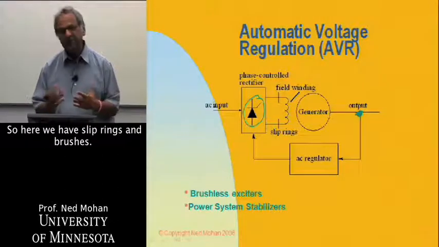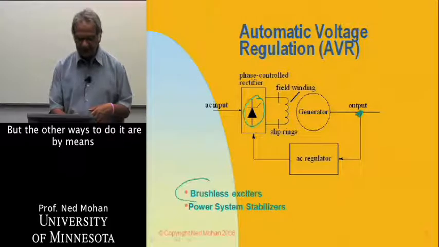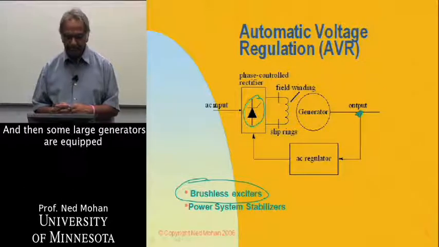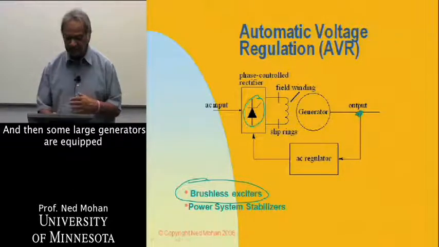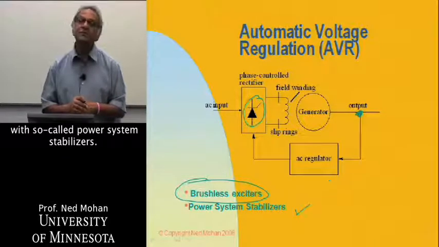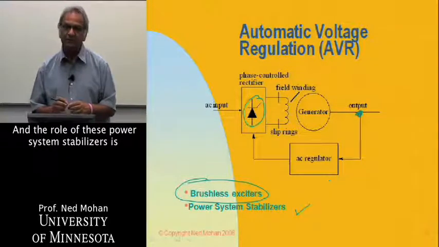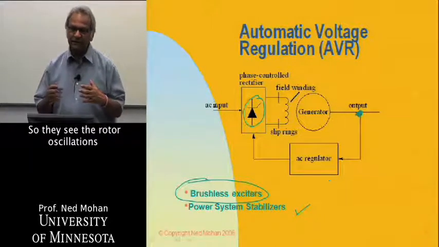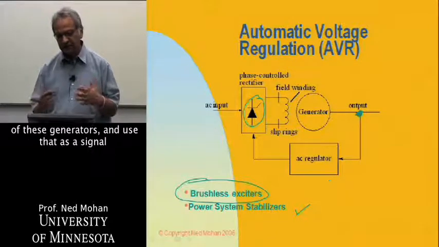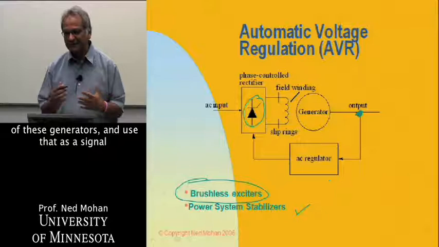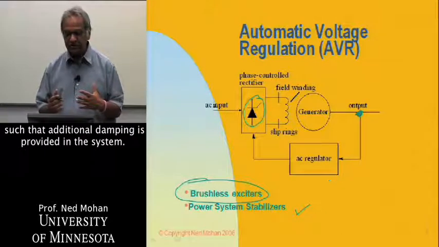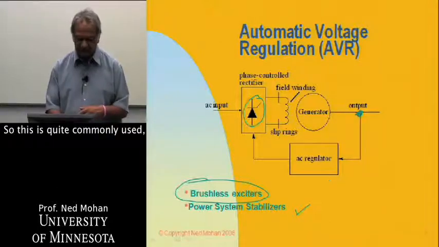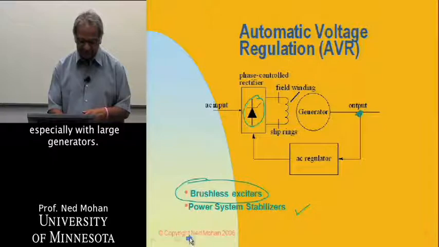So here we have slip rings and brushes, but there are other ways to do it, by means of so-called brushless exciters. We'll not go into the discussion of those. And then some large generators are equipped with so-called power system stabilizers. The role of these power system stabilizers is to provide damping in the system. So they see the rotor oscillations of these generators and use that as a signal to control the excitation such that additional damping is provided in the system. This is quite commonly used, especially with large generators.